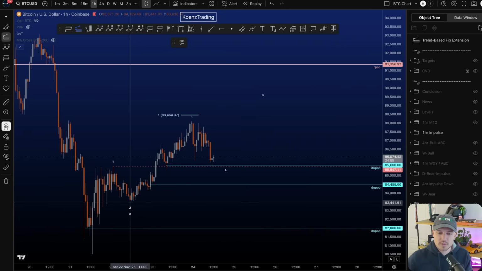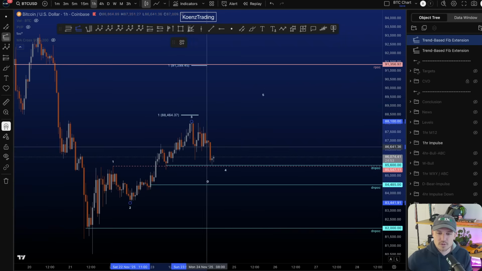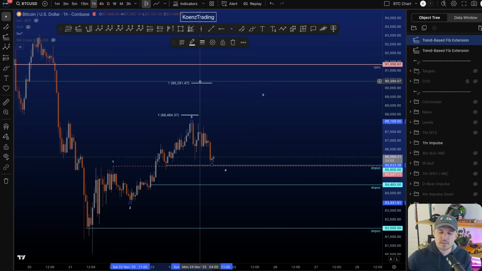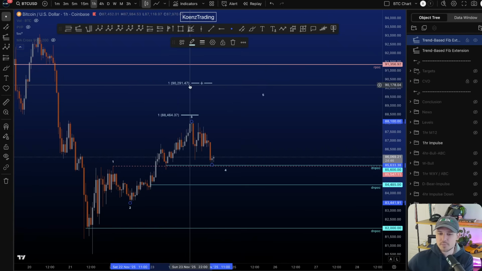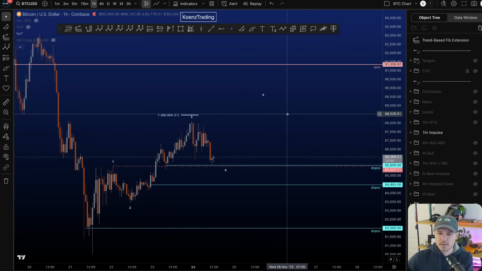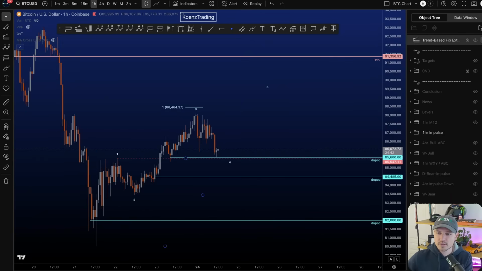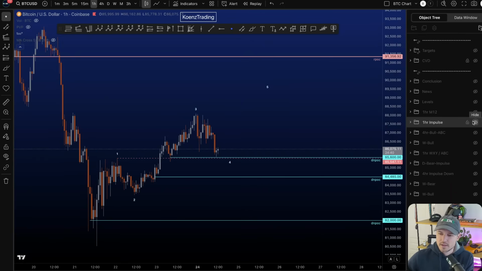So we take a trend-based fib from the start of 3, end of 3 to the current low here on the chart, and wave 5 is not allowed to go beyond 90.3K. If so, this is not an impulse. At least not like I have it here on my chart. But yeah, not great, as you can imagine.